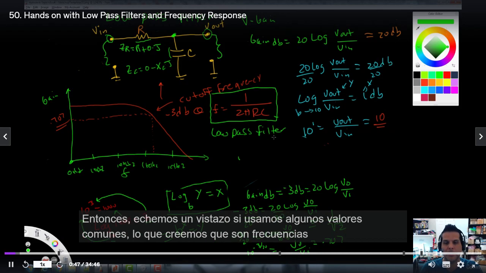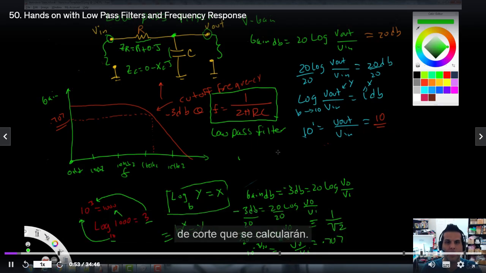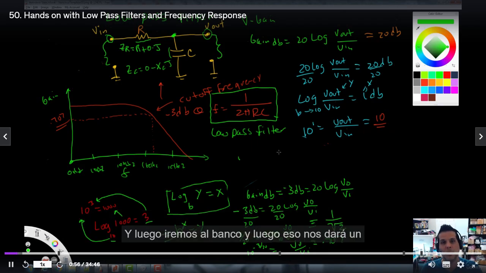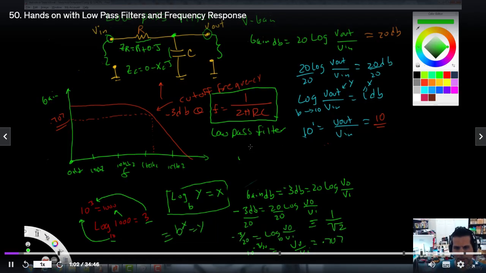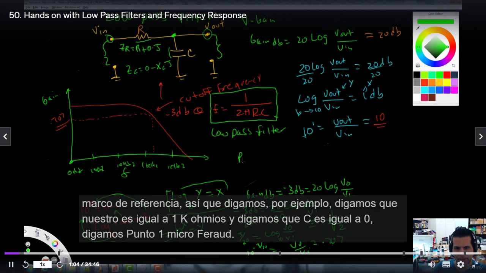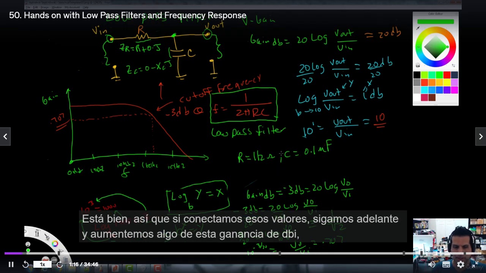All right, and so let's take a look, if we use some common values, what we think that our cutoff frequency is going to be. We'll calculate it, and then we'll go to the bench, and then that'll give us a frame of reference. So let's say, for example, that R equals 1K ohms, and let's say that C equals, say, 0.1 microfarad.